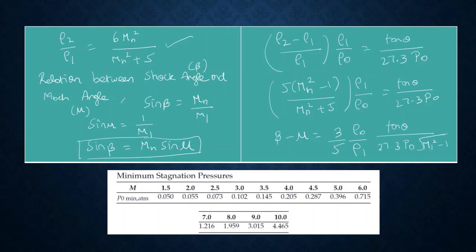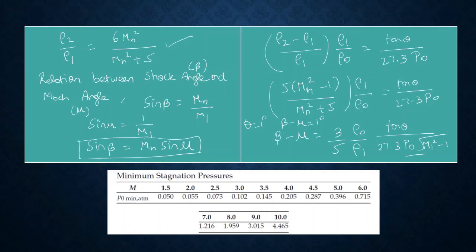So you know sin beta and you know sin mu, right? With the help of this sin beta and sin mu, you are forming a new relation called sin beta minus mu. From the sin beta minus mu relation, we have this particular equation, for every 1 degree of reflection, theta, and every 1 degree of change in shock angle and Mach angle. You use this relation and then for every Mach number, you find the value of minimum pressure difference, that is minimum stagnation pressure.